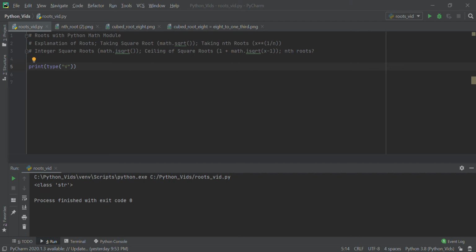What number times itself will give you 4? And how do we do that in Python? Well, we're going to use the math module. And if you've seen my previous videos, you know that to use the math module, easy peasy, you just have to type import math and you've done it, okay?